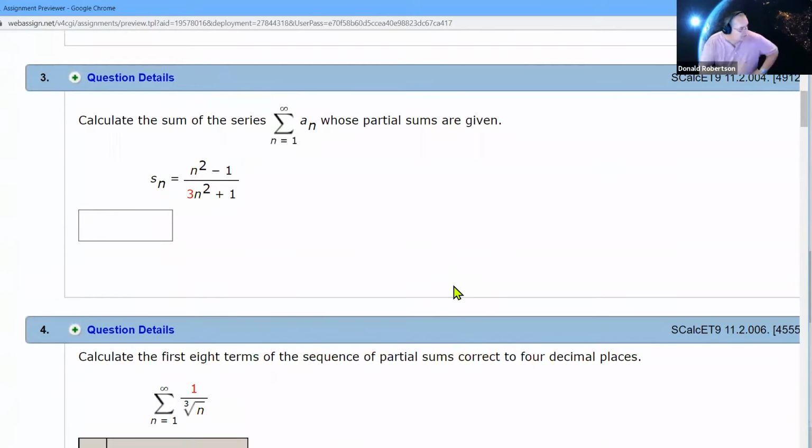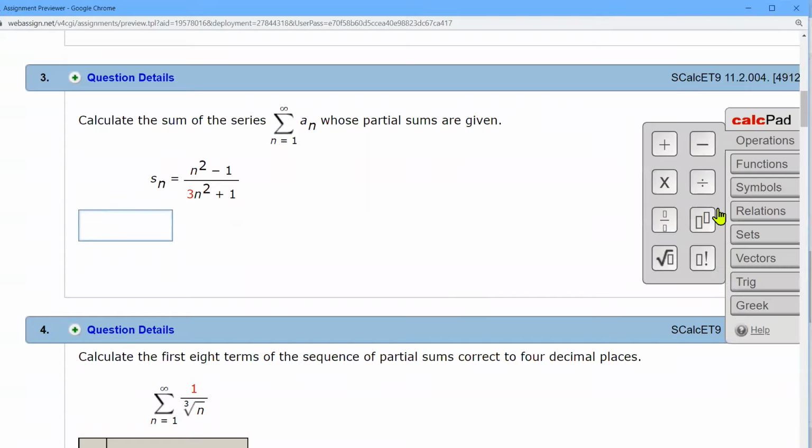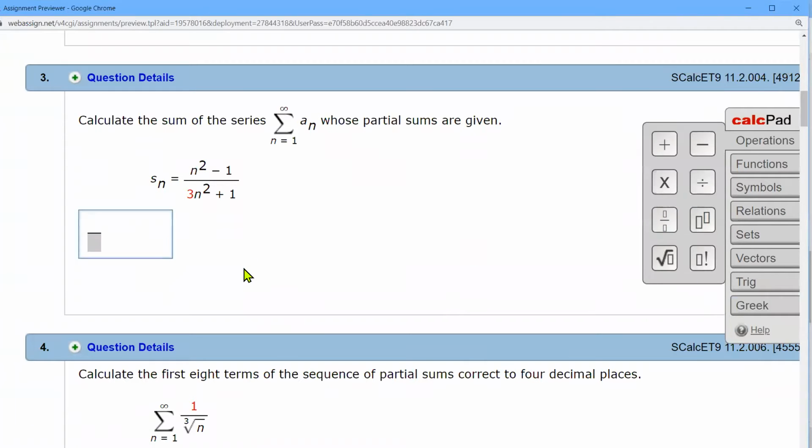Now, question 3. There is the partial sum formula. You see it? What does that converge to? Because it does converge. A third. Okay. In homework, you're just going to put a third down, right? But in a test, you're going to prove it to me. There are 2 ways to prove that. What techniques would you use to prove to me that's a third? Divide by n squared on the top and bottom, or use L'Hopital's rule.